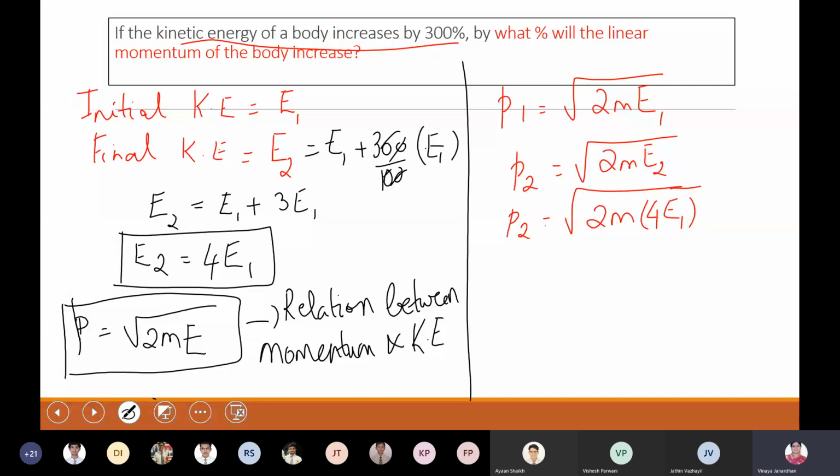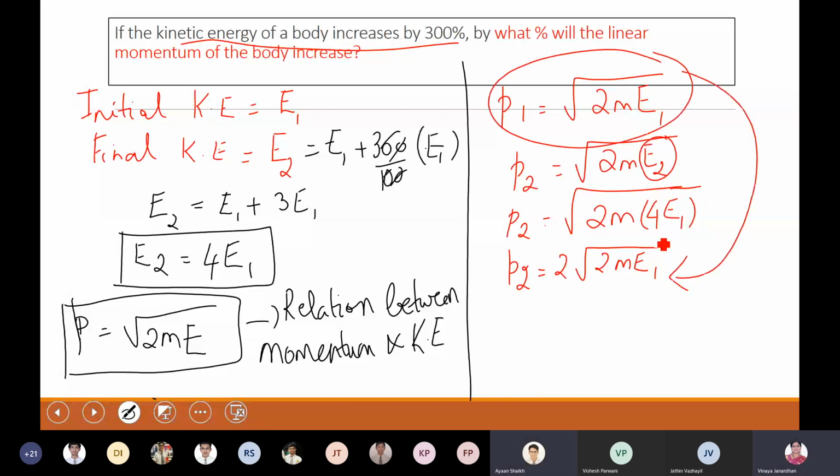Is that correct, boys? I'm substituting for E2. Yes, ma'am. Okay, so P2 becomes equal to 2 root 2mE1. So what is 2mE1? So P2 becomes 2 times P1.